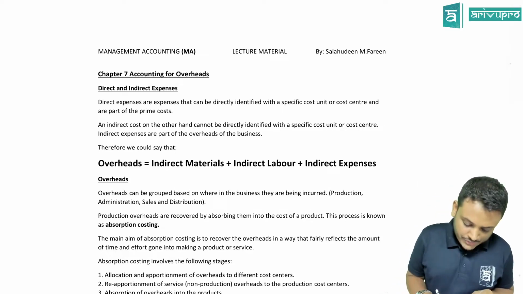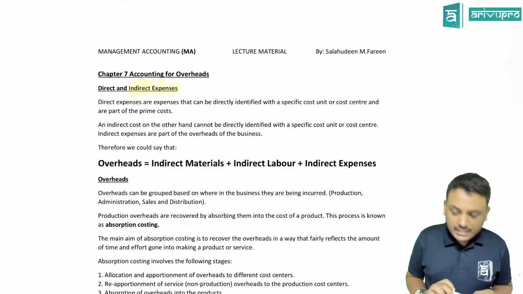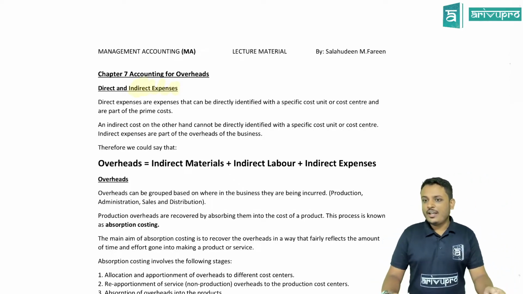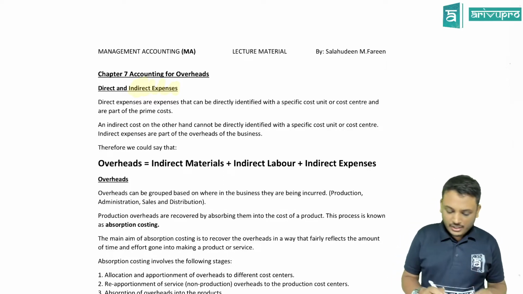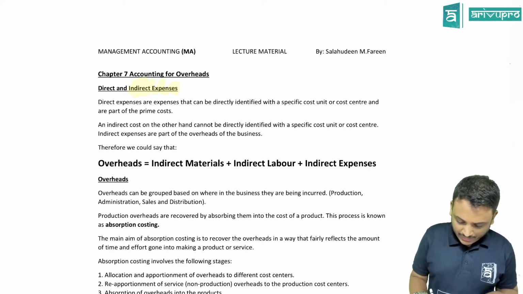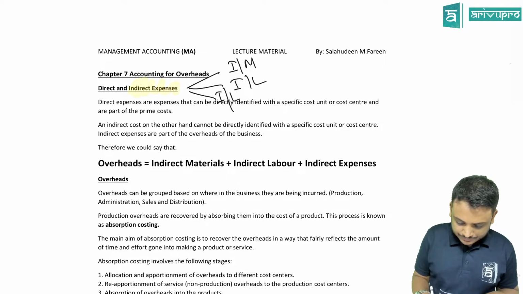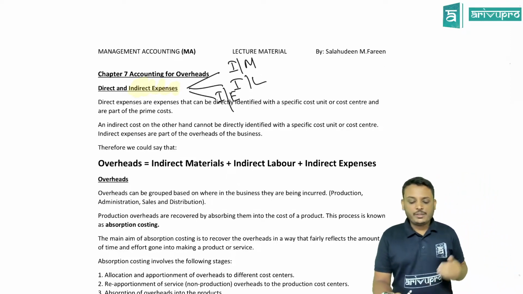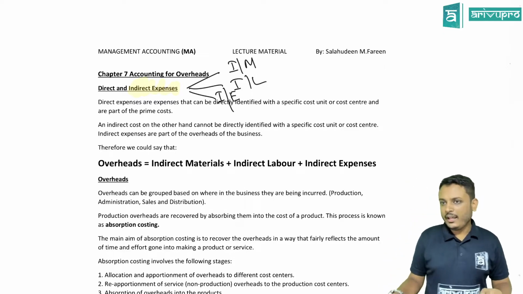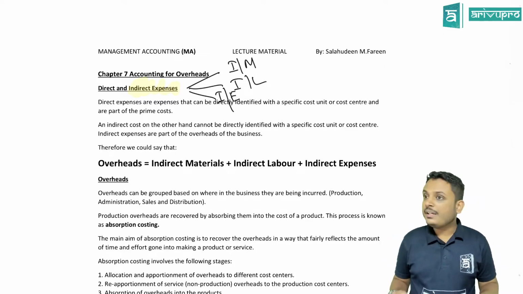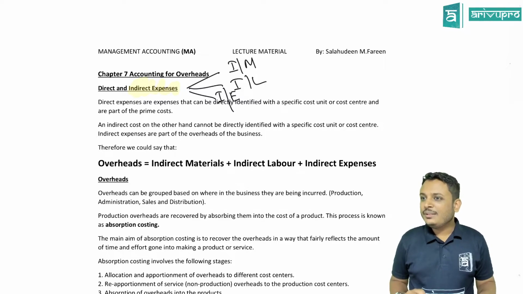What is overheads? Overheads are indirect cost. Did we study indirect cost under cost classification? We studied. Okay. Indirect cost includes three things: indirect material, indirect labor, indirect expense. Is it clear, students?